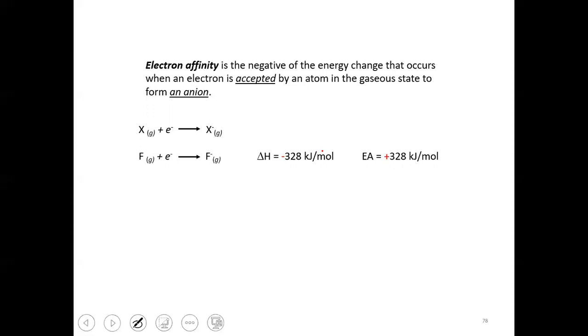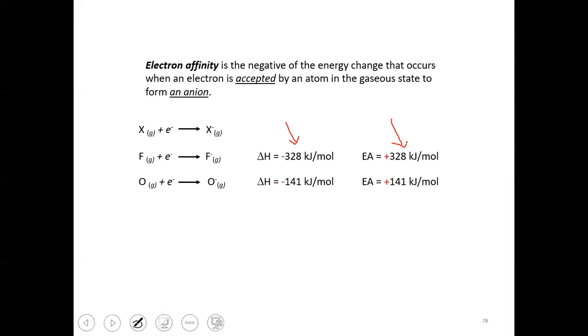So what I'm going to recommend is, when you read any textbook, make sure that you understand which of these two definitions the author is using. Sometimes they will call this the electron affinity. Sometimes they'll take the negative of it and call that the electron affinity. Notice that for oxygen, the formation of a singly negatively charged ion has a delta H of minus 141 kilojoules, whereas a different author might say the electron affinity is the negative of that.